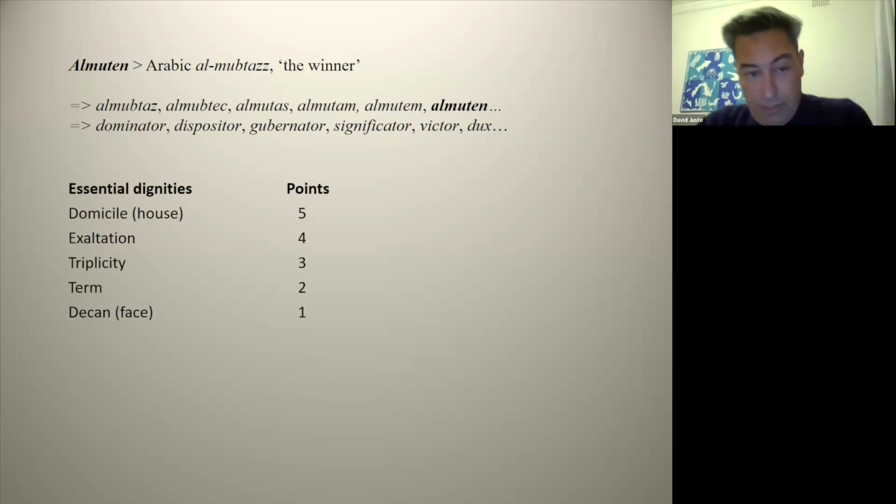And in order to do that, you count 5 points or 5 powers for the domicile, that is the house, 4 points for the exaltation, 3 points for the triplicity, 2 points for the term, and 1 point for the decan. And those five are the five essential dignities. There are none others.